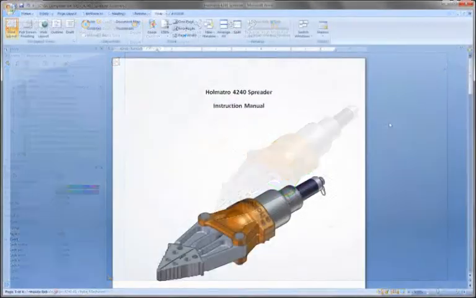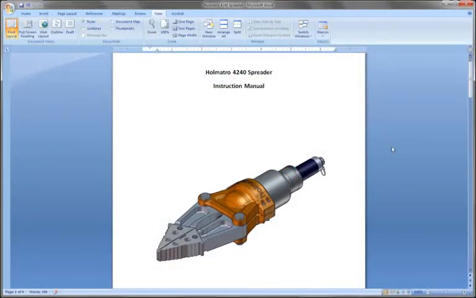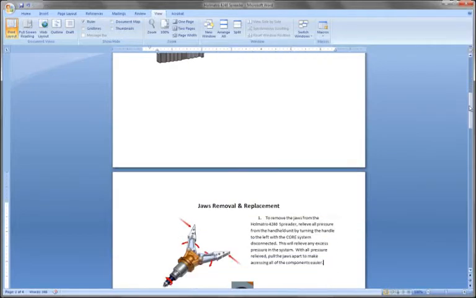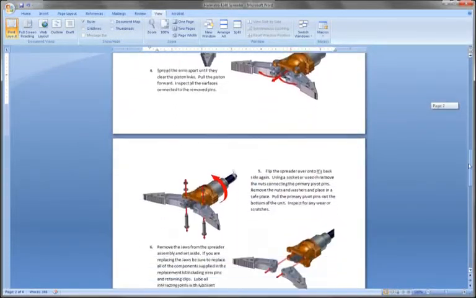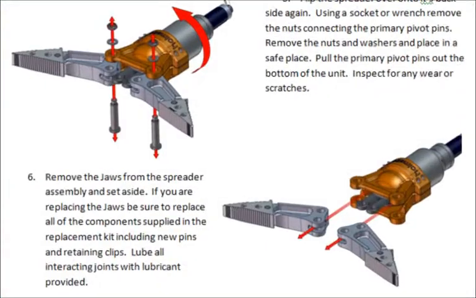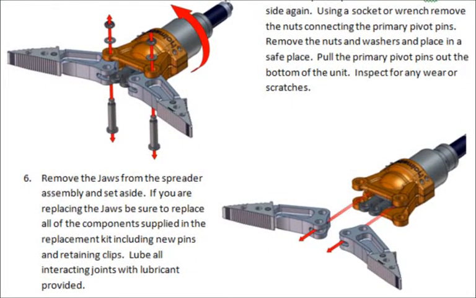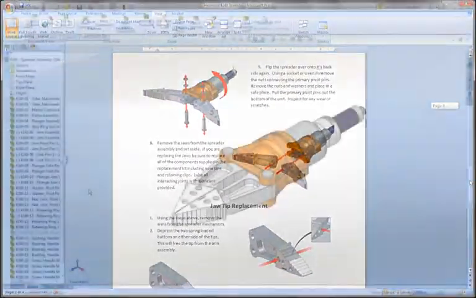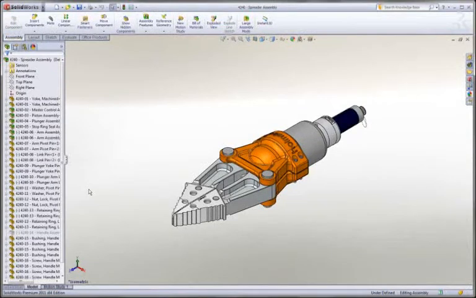We will take a look at an instruction manual already in process. This document is provided with every spreader assembly. We can see that a variety of high-resolution images created in 3D via Composer has been implemented within this Microsoft Word document. However, if the design changes, the documentation needs to stay up to date as well.